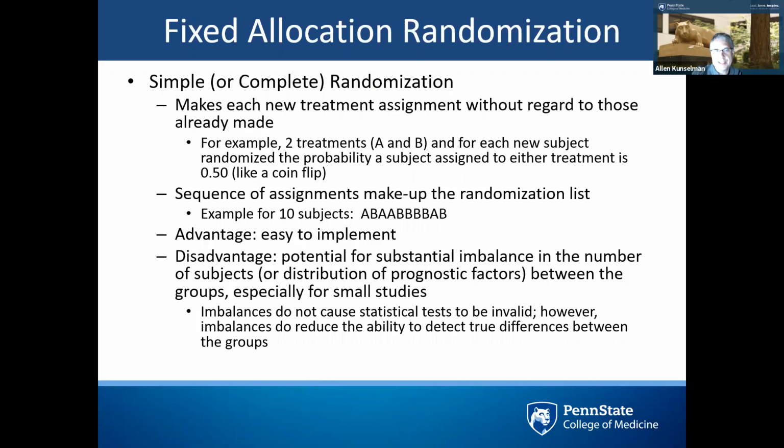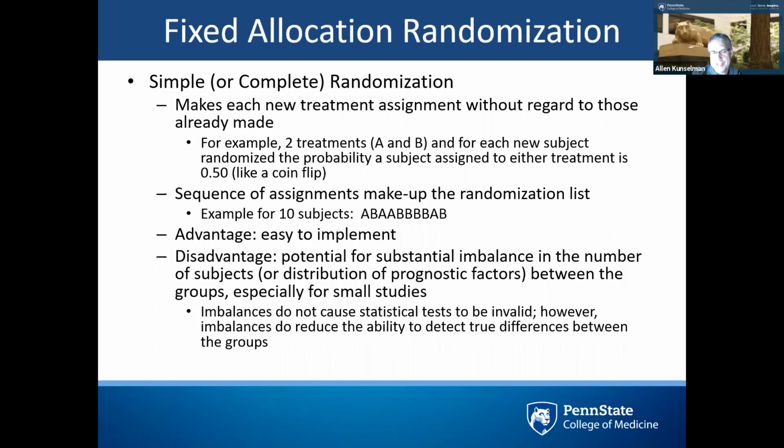So in the first case, the simple or complete randomization, what you do is you make a new treatment assignment without regard to those already made. So what does that mean? Let's, for example, say we have 2 treatments, A and B. And for each new subject randomized, the probability that the subject's assigned to either treatment could be 50-50. So like a coin flip.